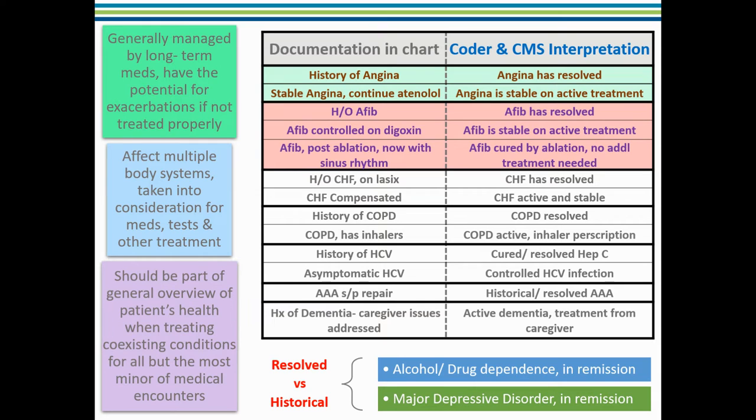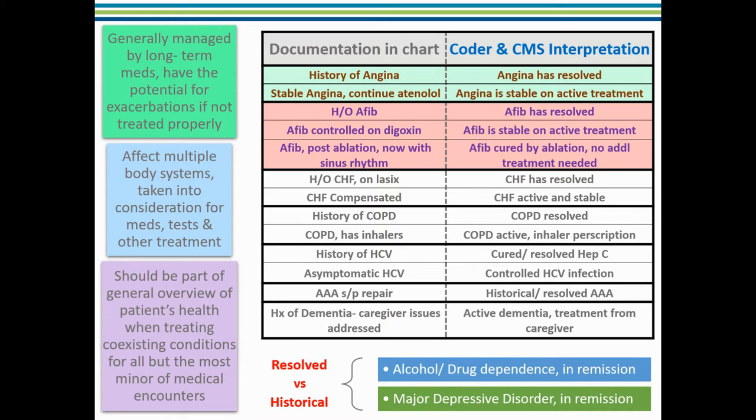Another good example is AFib. These are in the pink boxes. I have 3 examples actually that are interpreted each a little bit differently. The first one, "history of AFib," really is telling CMS that it is no longer an active or treated diagnosis. It is completely cured. When there is ongoing management of the rhythm or an anticoagulation, that is actually an active diagnosis and should continue to be active while there is ongoing treatment.